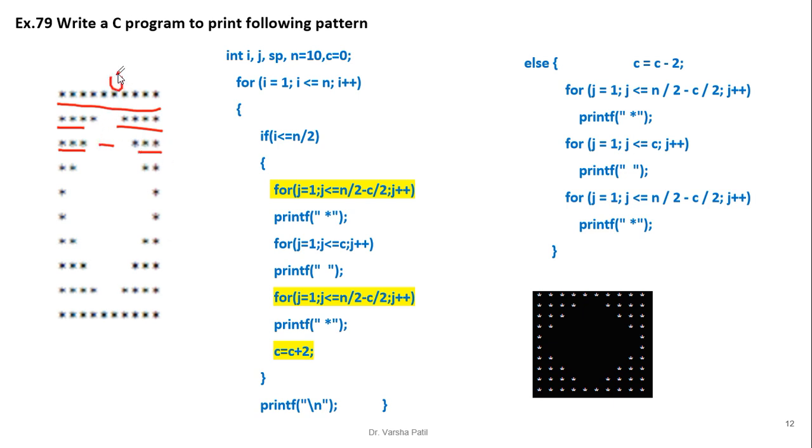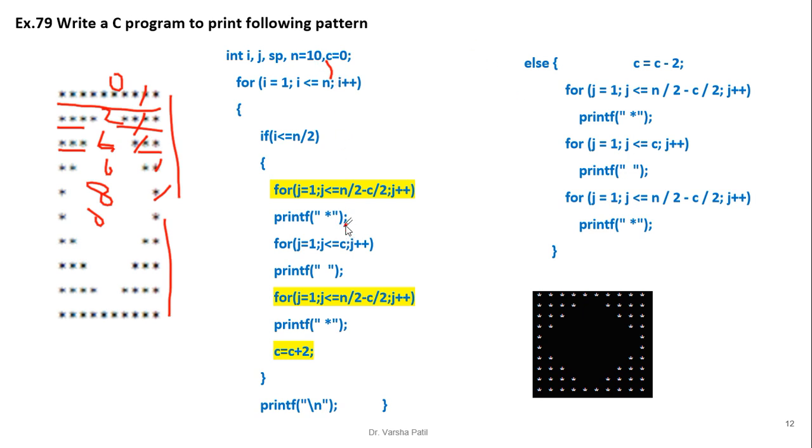So here 0 space is there, here space is 2, here space is 4, 6, 8, like that you require to continue. Now I have made a half part, that is for example 1, 2, 3, 4 and 5, and the remaining 5. So for i equal to 1, i less than n, i plus plus, where n is equal to 10. So these are the 10 rows. Now why have I used n? Because I require it for the spacing formula. If i is less than or equal to n by 2, that is up to 5 rows, for j equal to 1, j less than or equal to n by 2 minus c by 2, j plus plus, print star. Now I will explain what c by 2 means.